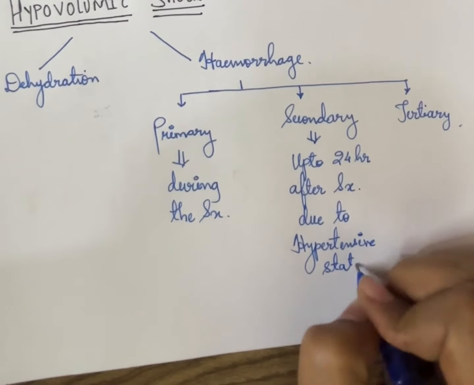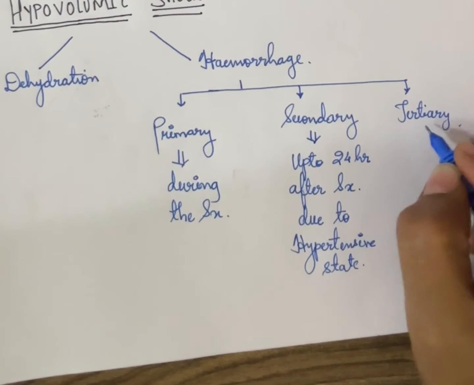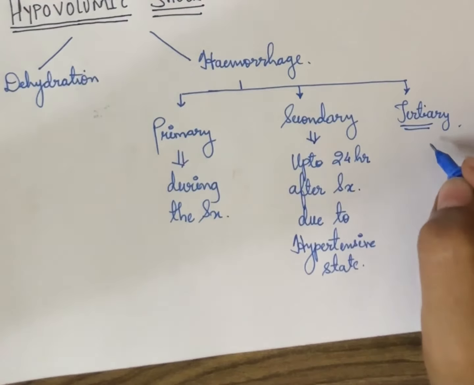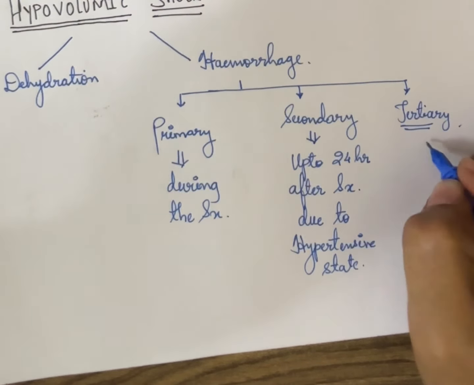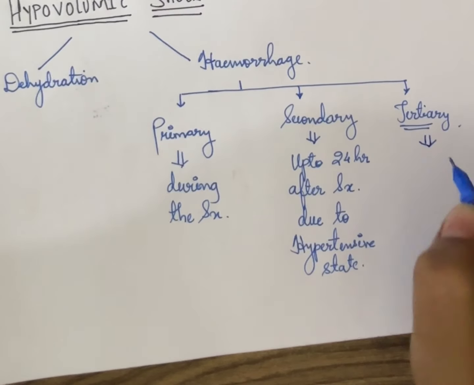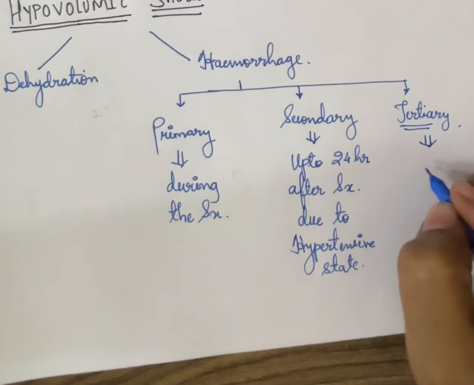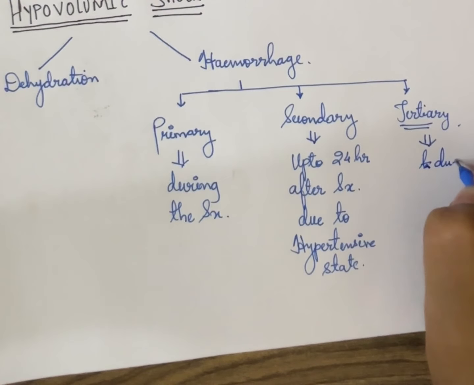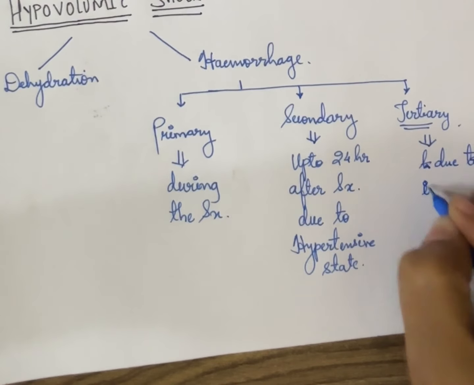Then what is tertiary hemorrhage? Tertiary hemorrhage occurs due to infection. These infections setting up and eroding the surgical site lead to tertiary hemorrhage. So the tertiary hemorrhage occurs due to infection.